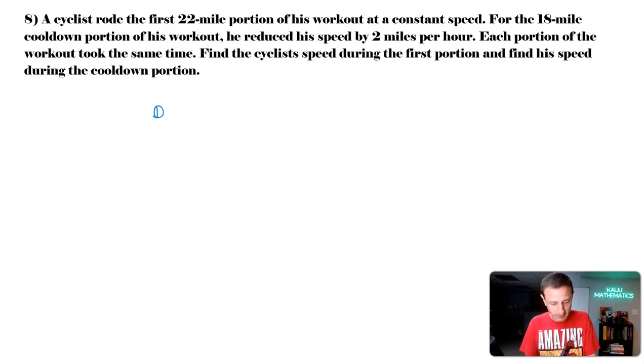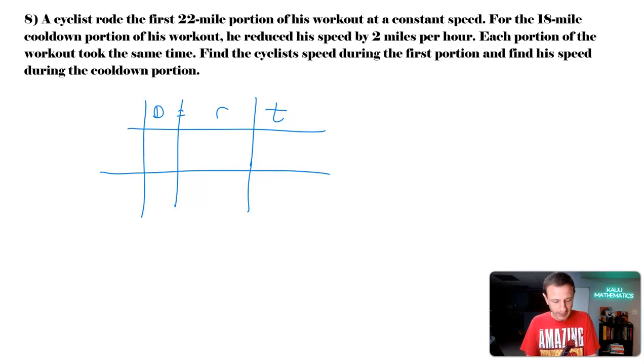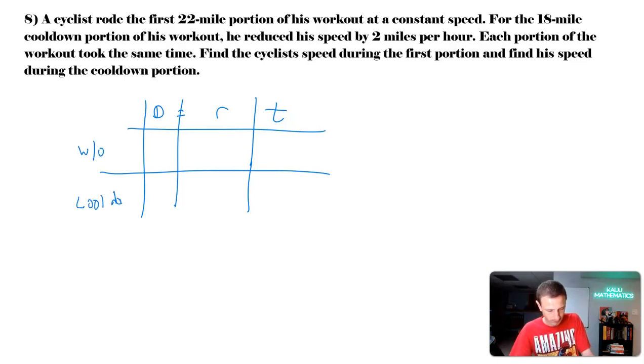So we have a distance equals rate times time problem again. What two components do we have? We have a workout component and a cool-down component. So we have like a first portion and a cool-down. So I'm just going to call this the workout part and then the cool-down part. It sounds like the distance for the workout portion was 22 miles. So he was at 22-mile distance, and then this person did an 18-mile cool-down.